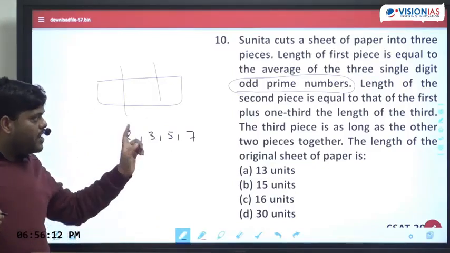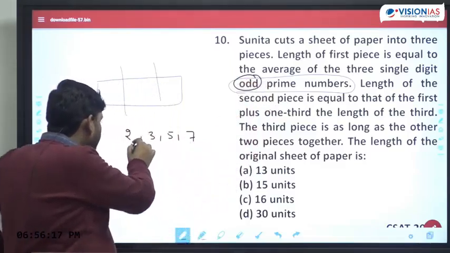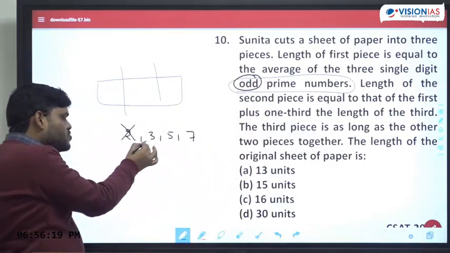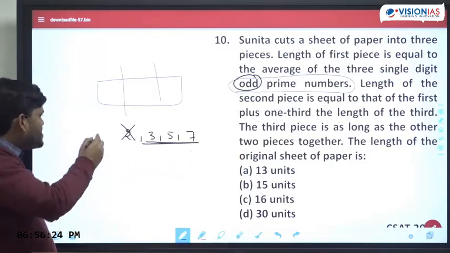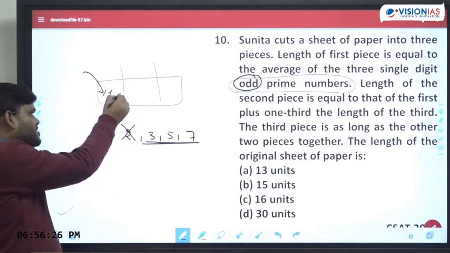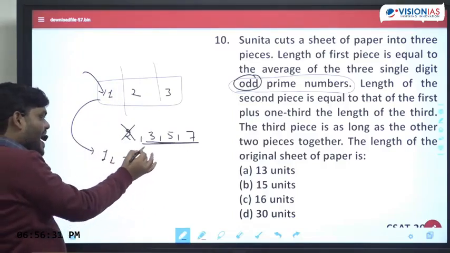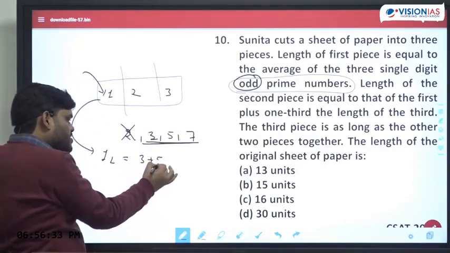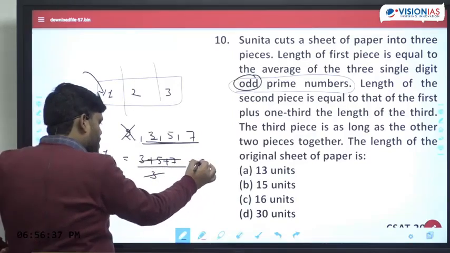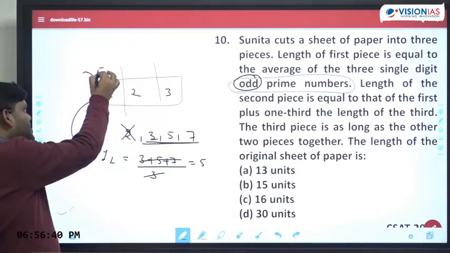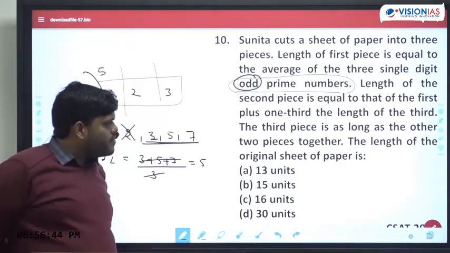Now they are saying single digit odd prime number. So this is an even number, this is an even number. So these are the odd numbers, single digit odd prime numbers. So the first piece length is the average of these 3. So the average of these 3 will be 5. That means this length is 5.